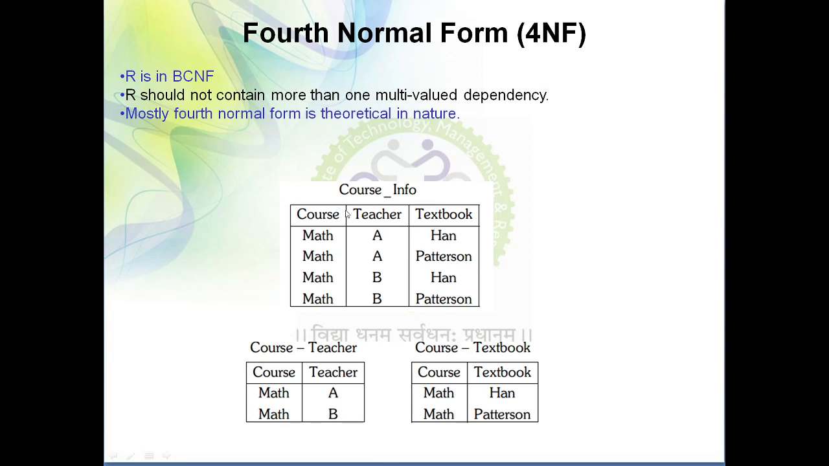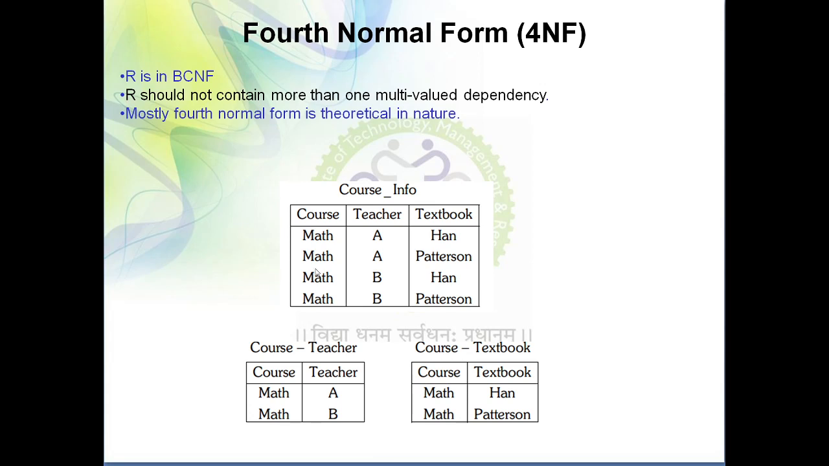So we have to first check whether this table is in BCNF. Yes, this table is in BCNF. Now we have to check whether multi-value dependency exists in the table or not, meaning more than one multi-value dependency. Multi-value dependency means a one-to-many kind of relationship is there or not. And more than one one-to-many kind of relationship should not be there. Only then can you say that this table is in fourth normal form.